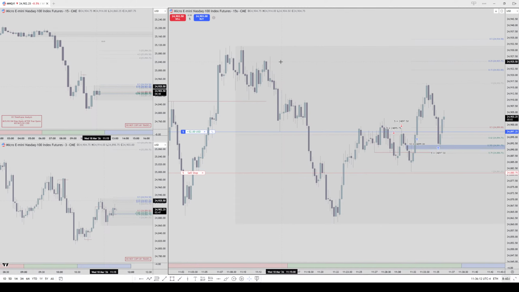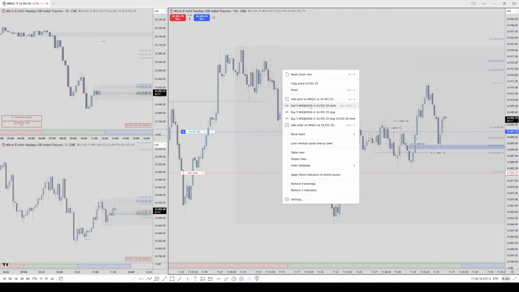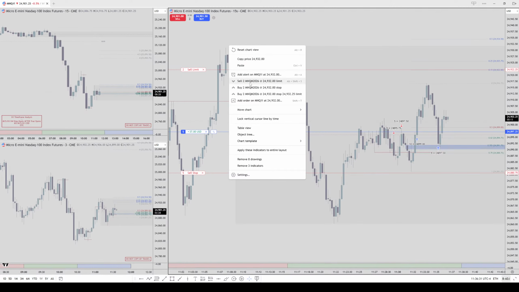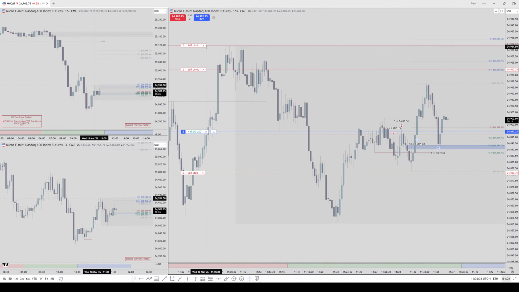I'll look to exit 2 positions. I think right here. Sell limit. And I'll sell the rest up here. Sell 3.